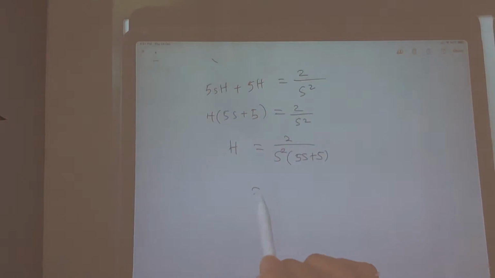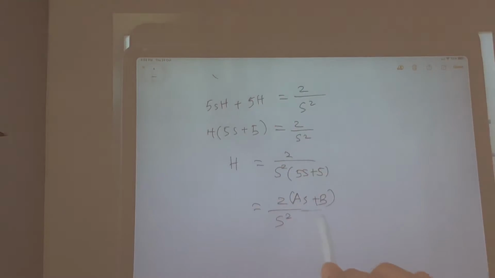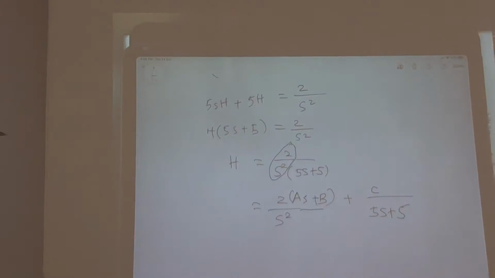Yes. For 2 over s power 2, if you break it into partial fractions, because of the power 2, your top here must have an as plus b. These two I can take out, I just put it down here. Plus c divided by 5s plus 5. This one breaks into this one, and this one breaks into this one.